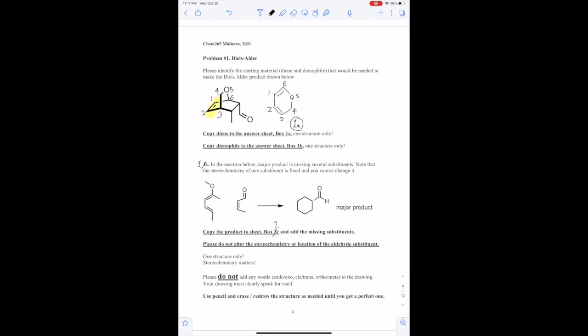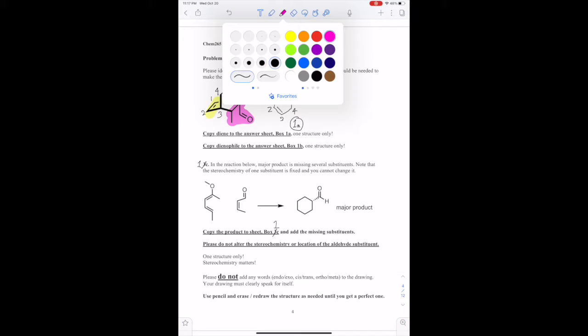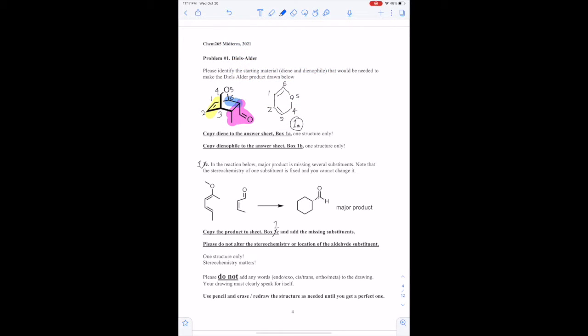Okay, now let's look at the dienophile, which is this right here. And the bonds I'm highlighting in blue are the added sigma bonds, so that's not going to be in either the diene or the dienophile in the reactant state. So let's start by drawing the double bond that's in all dienophiles. For them to be a dienophile, they need this double bond.